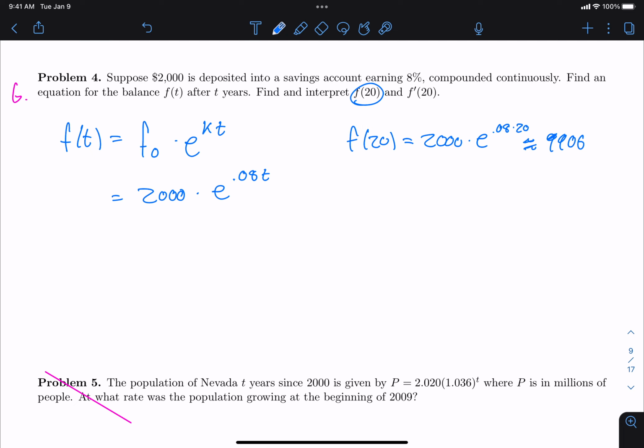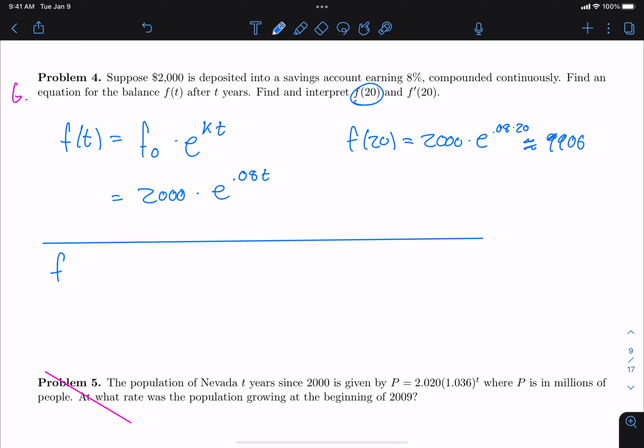Okay, so that is representing what in terms of this problem? What is f of 20 representing? Yeah, 20 is my t, so it's been 20 years, and 9,906 is the dollars in my bank account. So after 20 years, I have $9,906 in my bank account. All right, now let's do the second part.